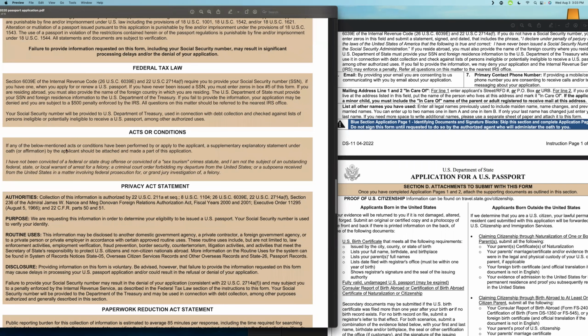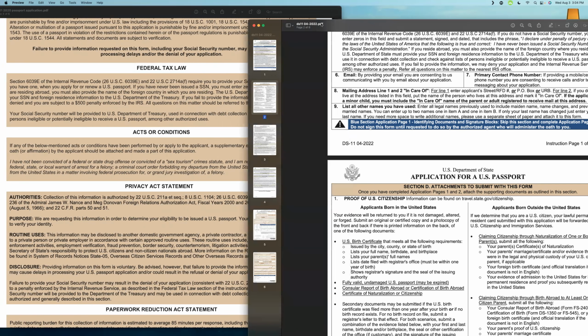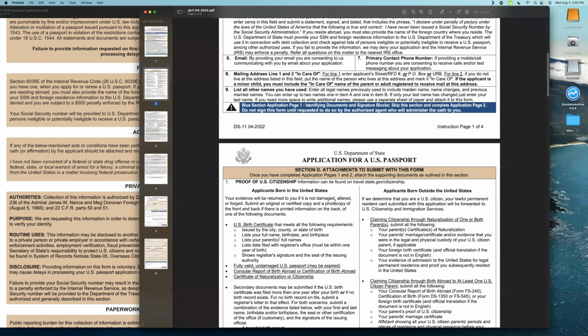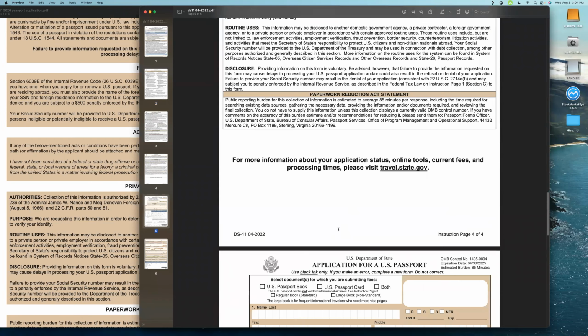If any of the below mentioned acts or conditions have been performed by or applied to the applicant, a supplementary explanatory statement under oath or affirmation by the applicant should be attached and made a part of this application. Hey, what happened to the lining out part? All of a sudden the pandemic happens and the lining out part goes away. Is it the same thing on the 2022 version? Inquiring minds would like to know.